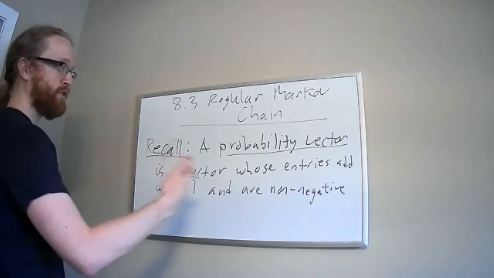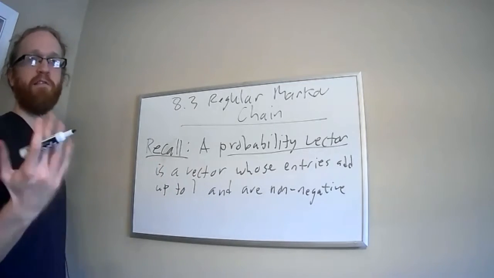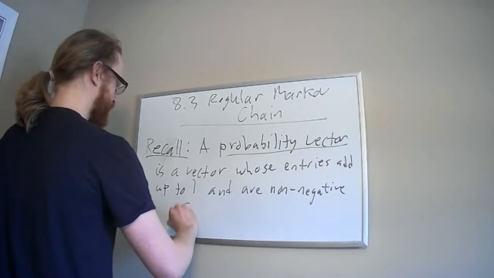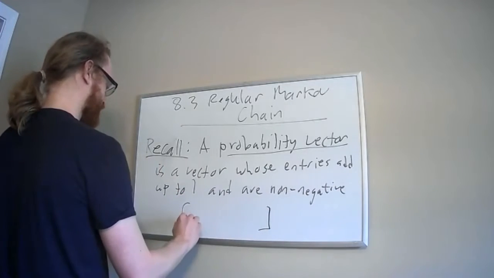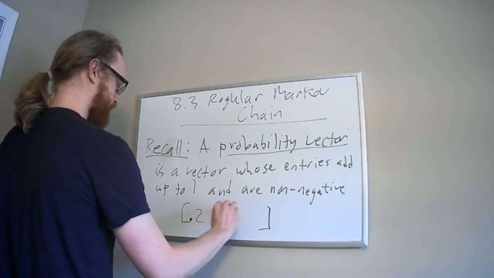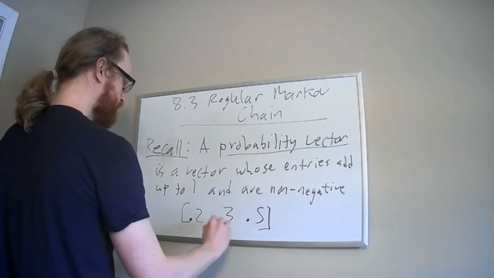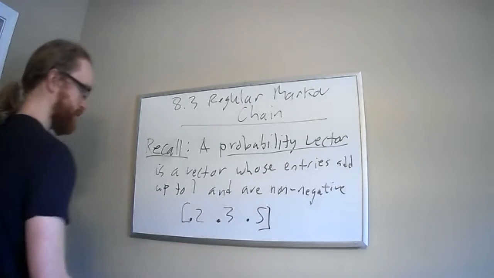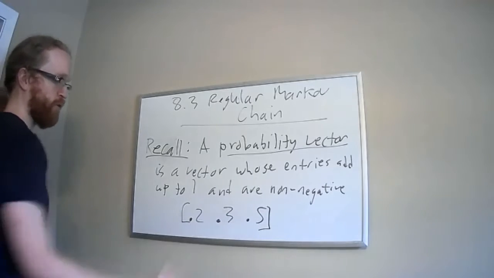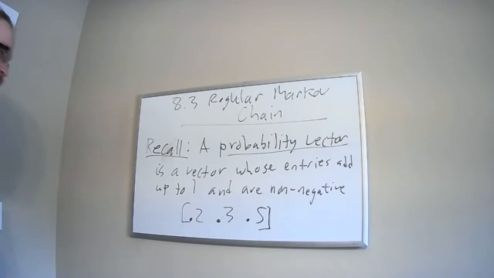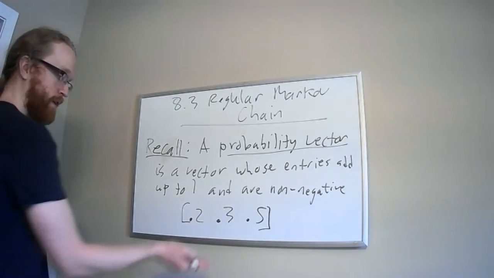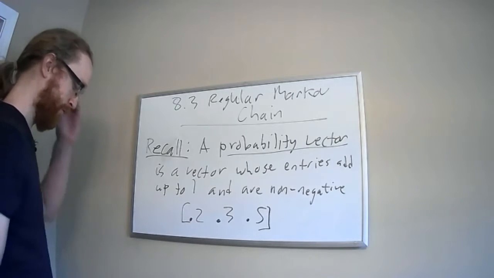The idea is that the entries in the vector represent probabilities in some situation, in some experiment. Here's an example. I wrote something like this on the board last time. Here's a probability vector with 3 entries, 0.2, 0.3, 0.5. Those all add up to 1, and none of them are negative. So this is a probability vector with 3 entries.